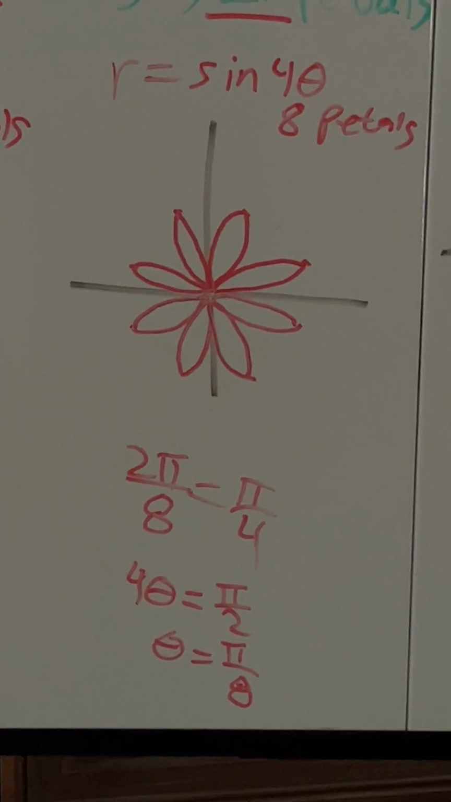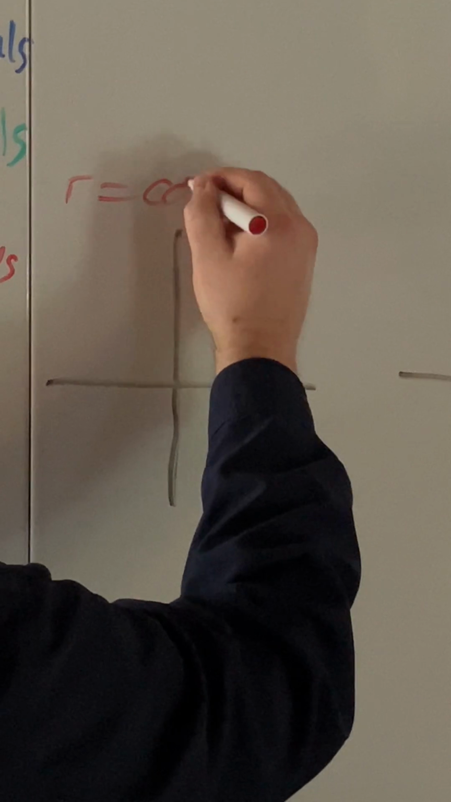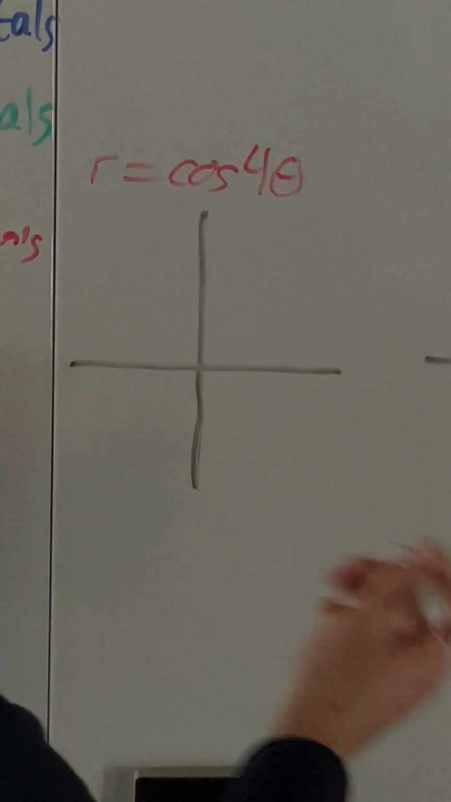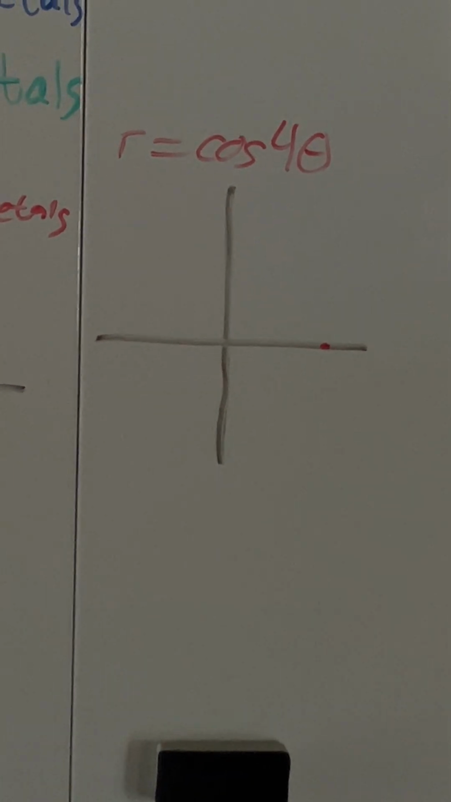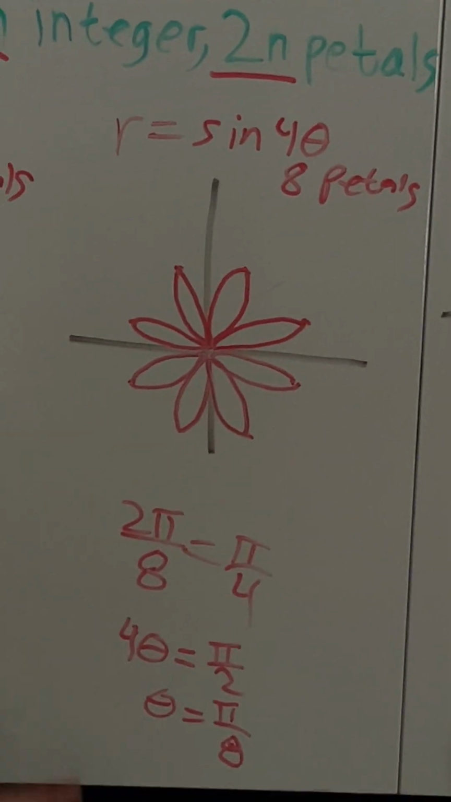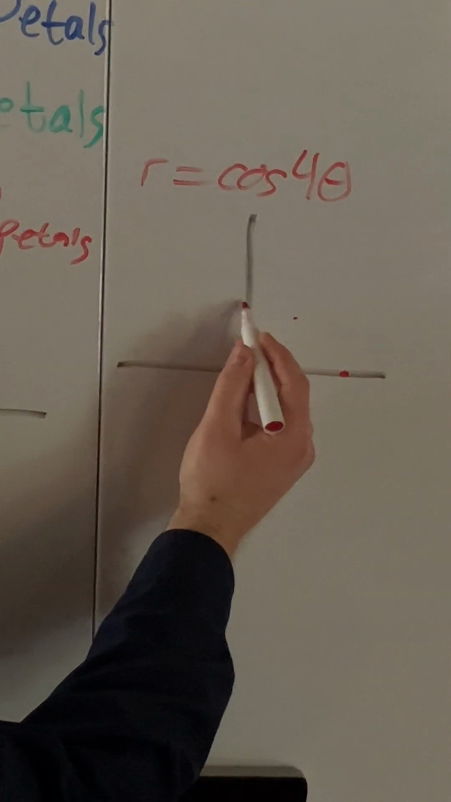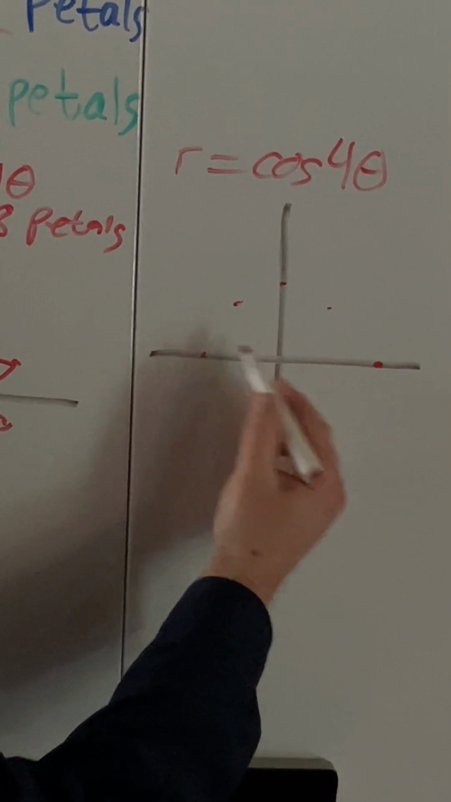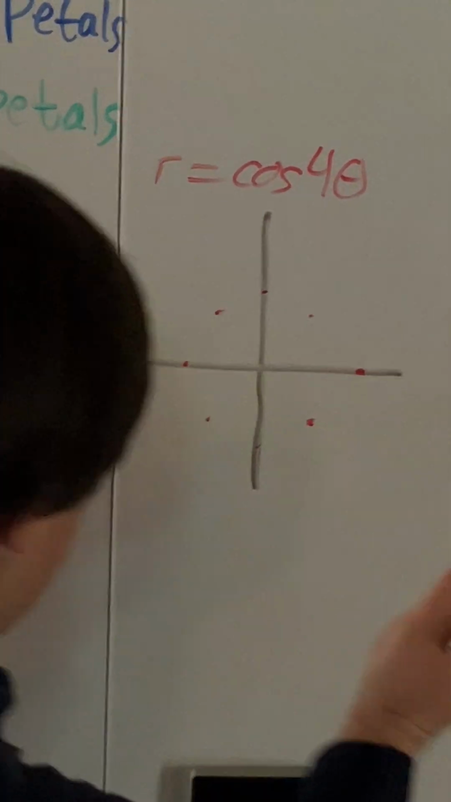Rough sketch of it. Just to seal the deal, let's say we have cosine 4 theta. We already did 2 theta on the other side. So 4 theta, we know we're going to have 8 petals. The only difference is our first one is at 0. We still know they're going to be 45 degrees away from each other, so we're going to have one at 0, one at 45, one at 90, this 45, here, here, here, and here, roughly, right?